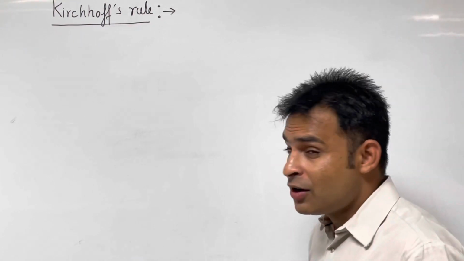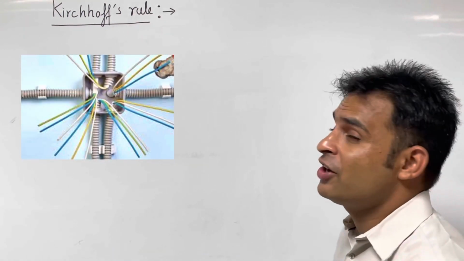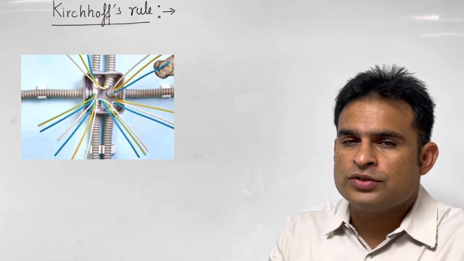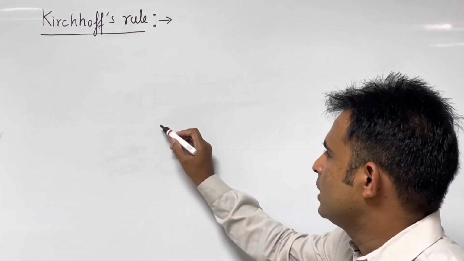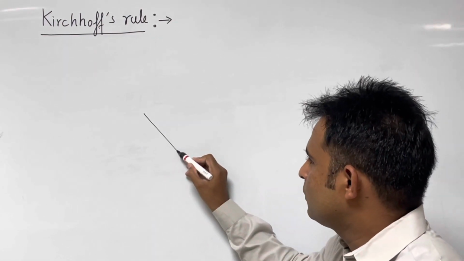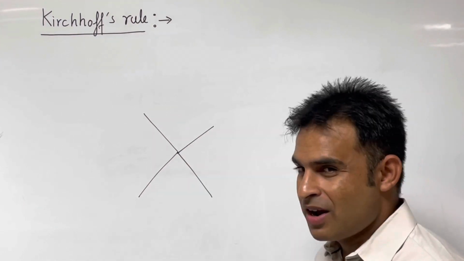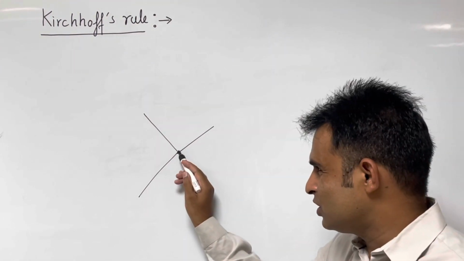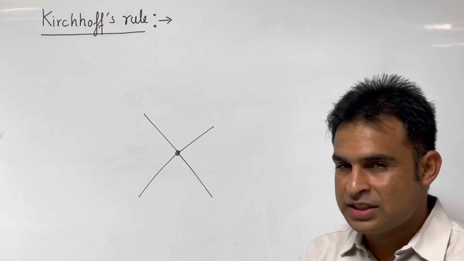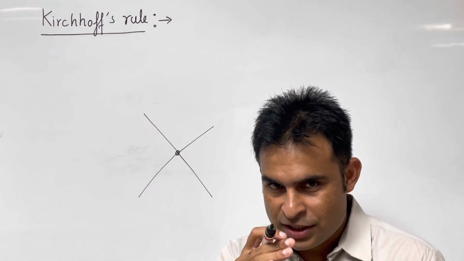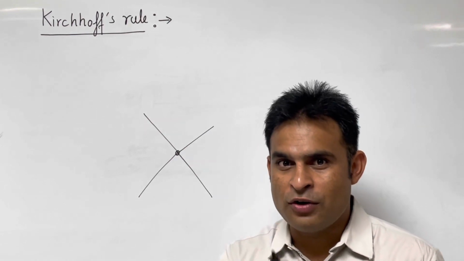What is the meaning of that? What is a junction? A junction is basically a network of wires, where more than one path is there. For example, if this is one wire, this is another wire, this is a third wire, and this one is a fourth wire, then this node is what we call a junction. So Kirchhoff told that at any junction, the algebraic sum of all current is zero.